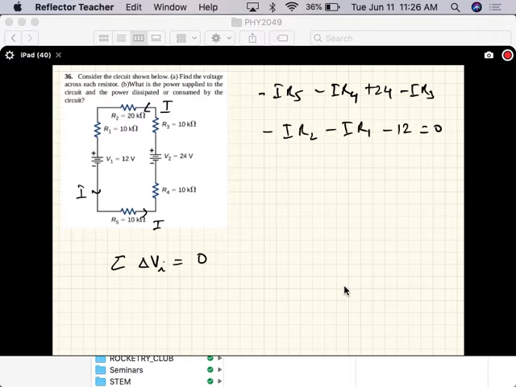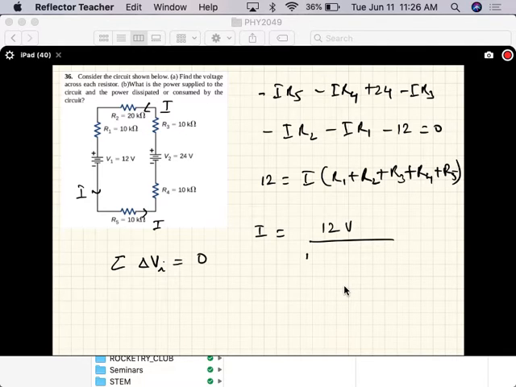Okay, so 24 minus 12 is 12, and then I'll take all the negative terms on the other side. So 12 volts is equal to I times R1 plus R2 plus R3 plus R4 plus R5. So I is equal to 12 volts divided by the sum of all the resistors.